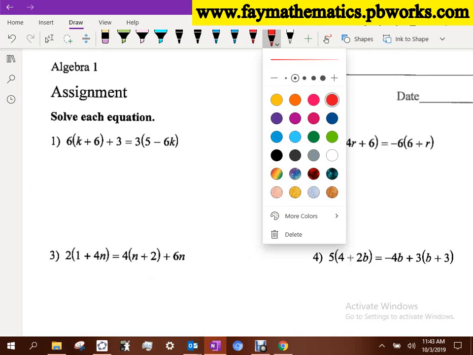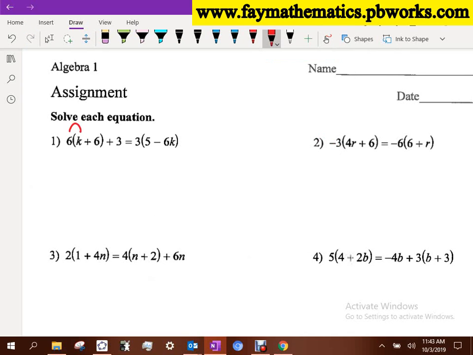The first one here, you have to distribute first. So I'm going to write that as 6k plus 36 plus 3, and then come over here and distribute. So we get 15 minus 18k. I'm going to look over here for like terms, and I see those being like terms. On the right hand side, there's no like terms, so I'm going to go 6k plus 39 equals 15 minus 18k.